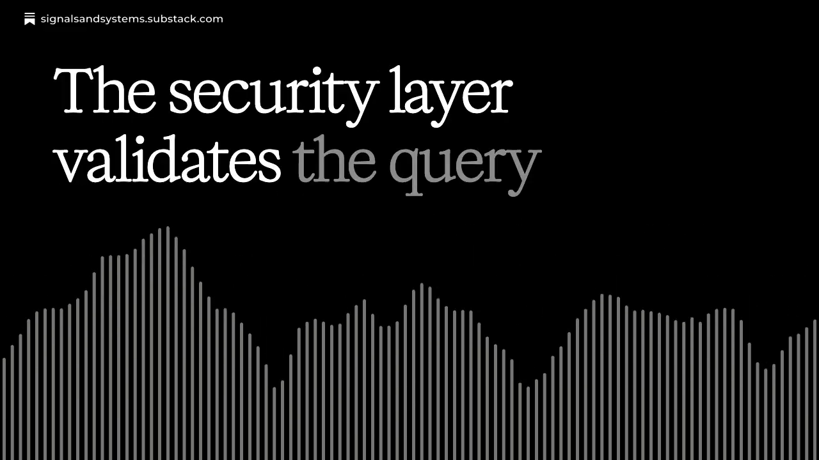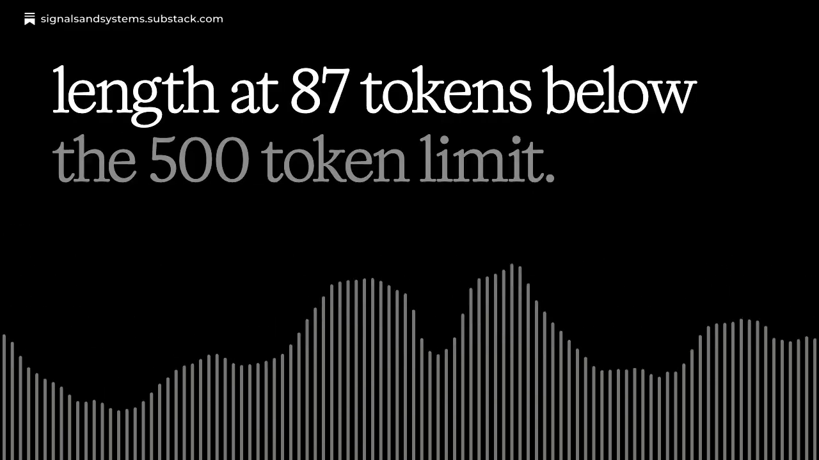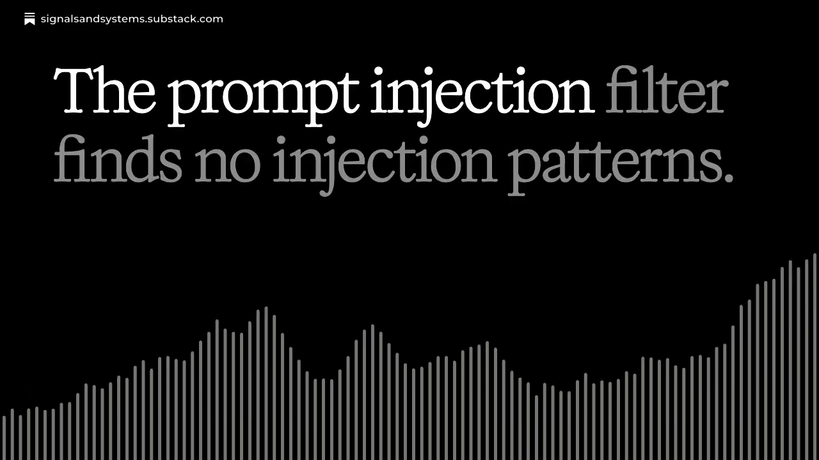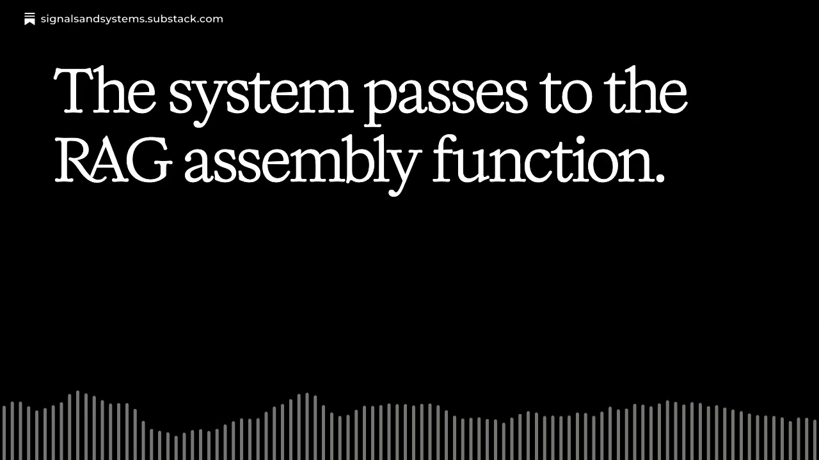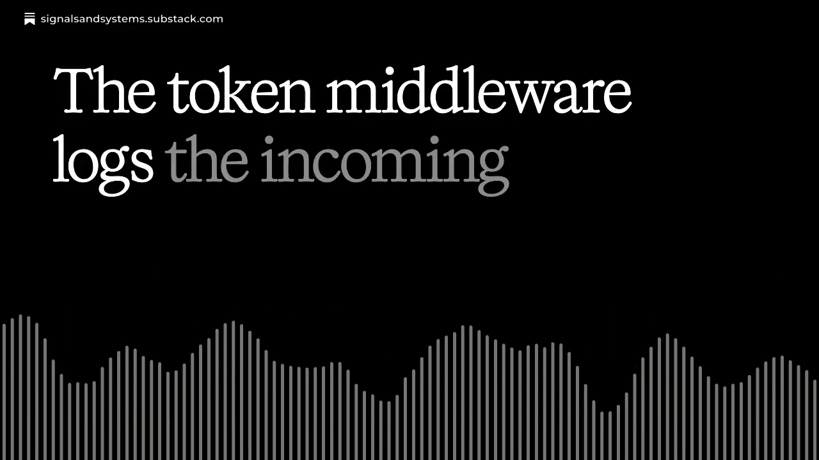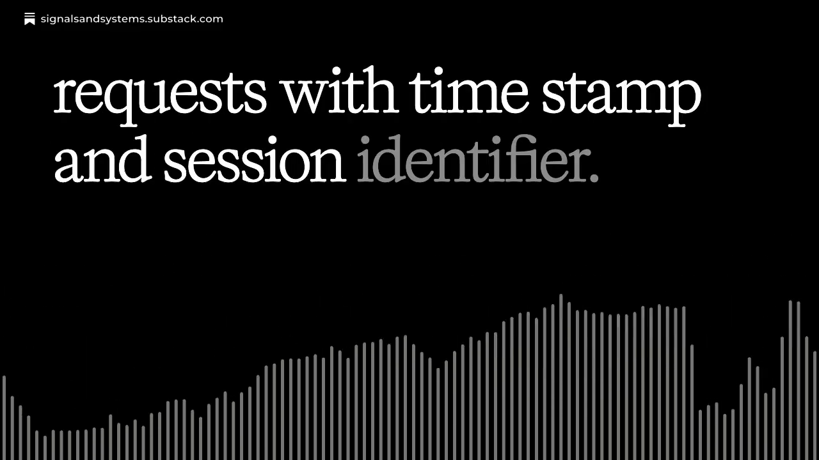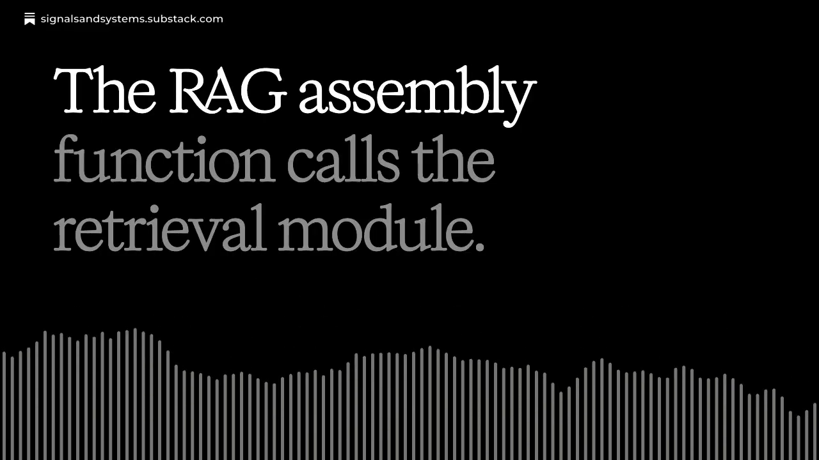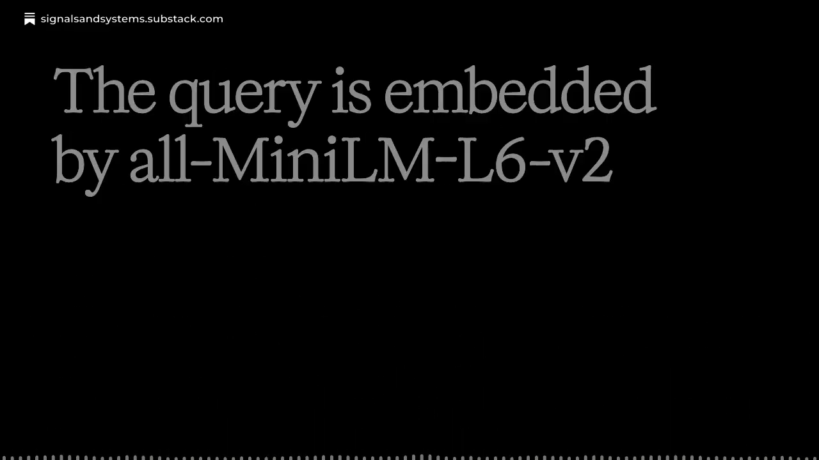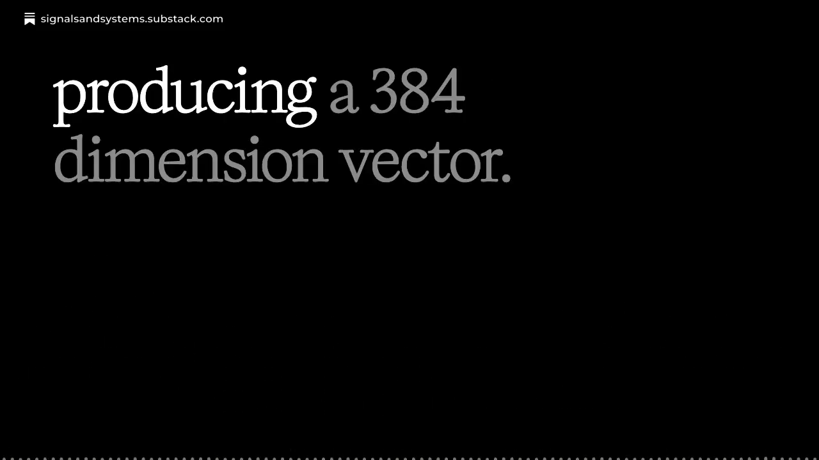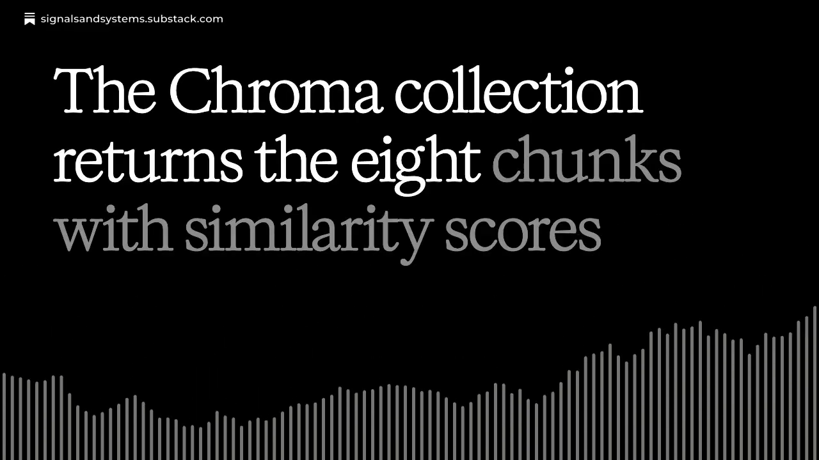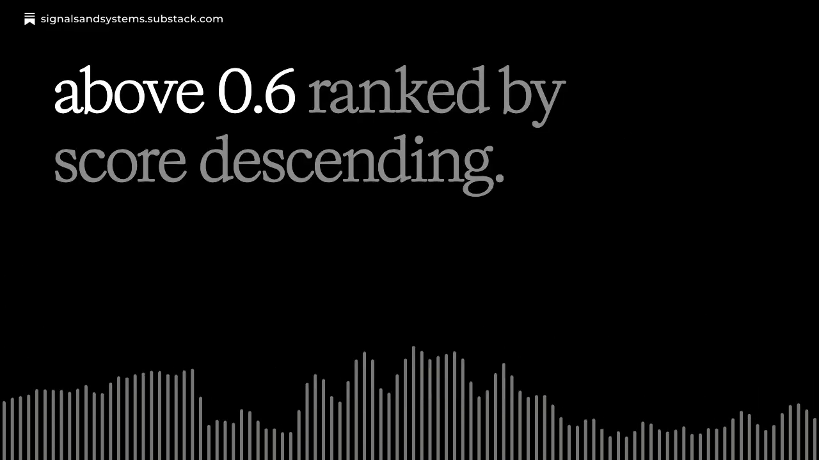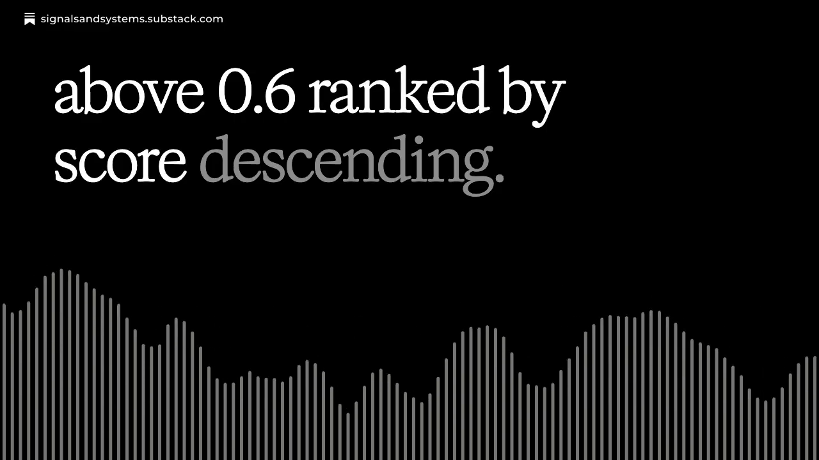The security layer validates the query length at 87 tokens, below the 500 token limit. The prompt injection filter finds no injection patterns. The system passes to the RAG assembly function. The token middleware logs the incoming request with timestamp and session identifier. The RAG assembly function calls the retrieval module. The query is embedded by all-MiniLM-L6-v2, producing a 384 dimension vector. The Chroma collection returns the 8 chunks with similarity scores above 0.6, ranked by score descending.